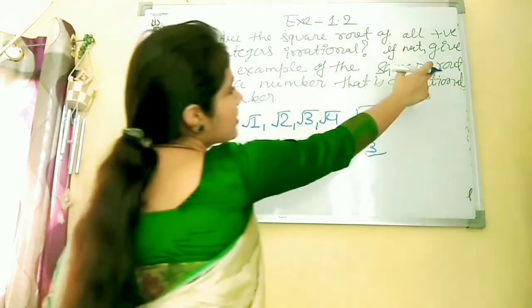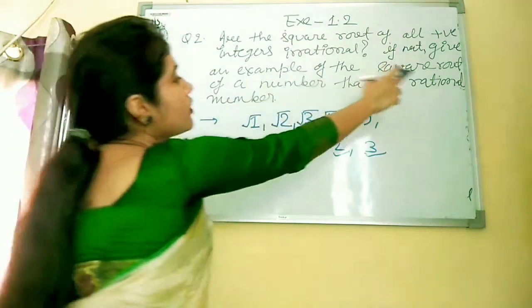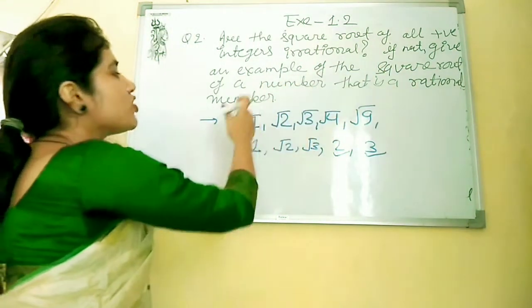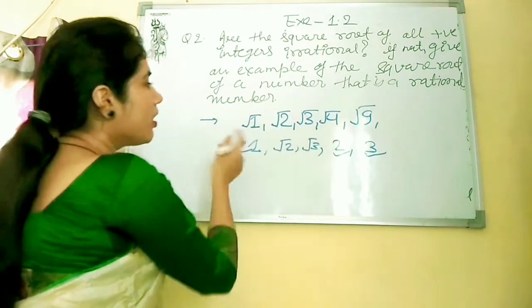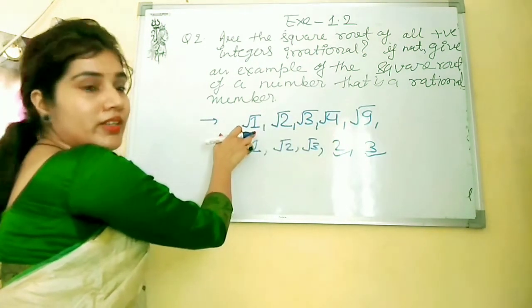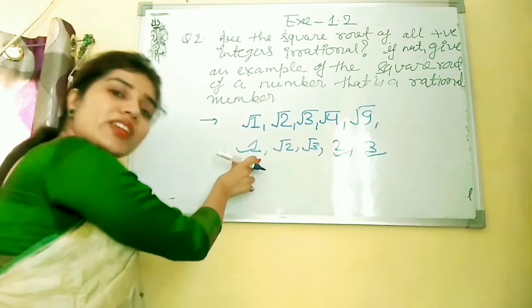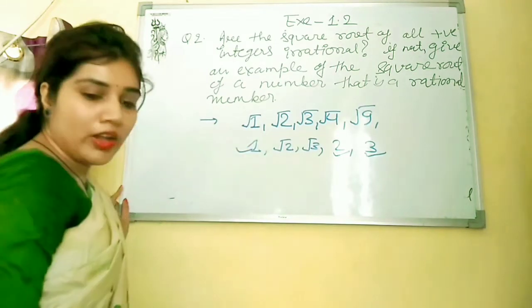The second part is to give an example of the square root of a number that is a rational number. Obviously we have given the example. These are the square roots of positive integers and we are getting rational numbers. Okay. Now the next question.